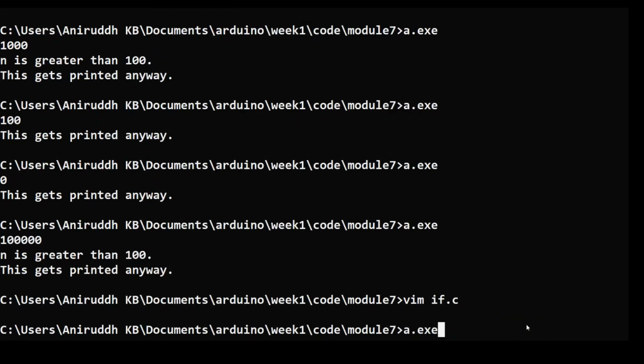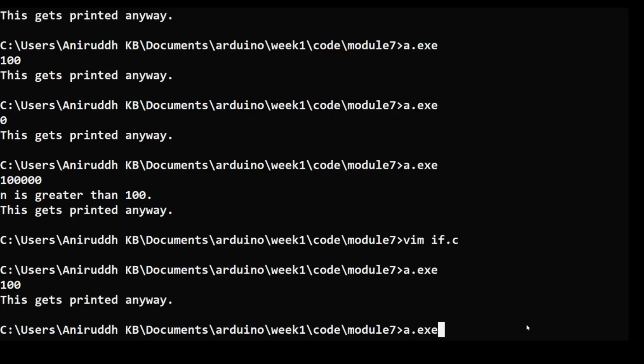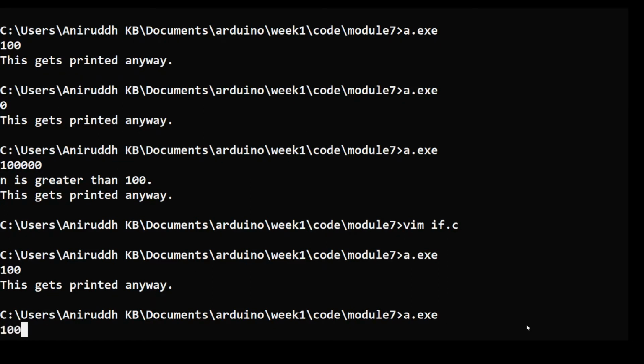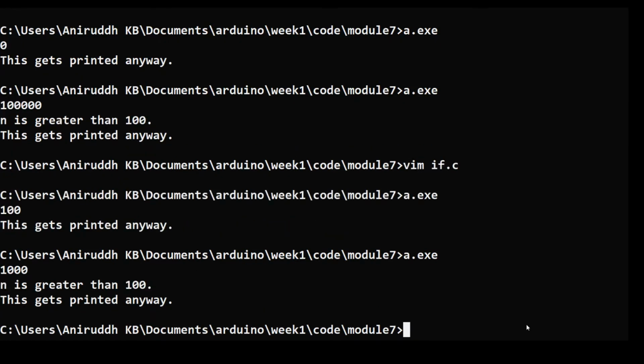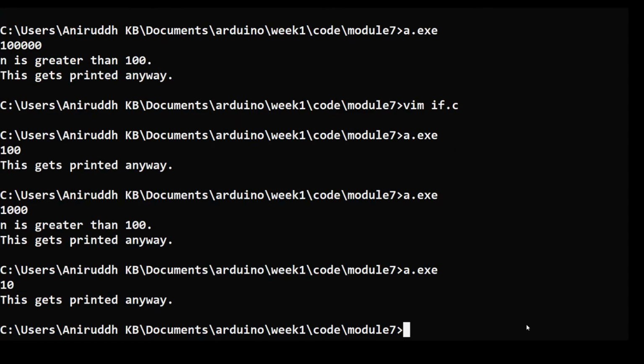So let's just run that again. I gave it 100. Nothing, because that was explicitly a greater than, not a greater than or equal to. N is greater than 100. This gets printed anyway. This gets printed anyway.